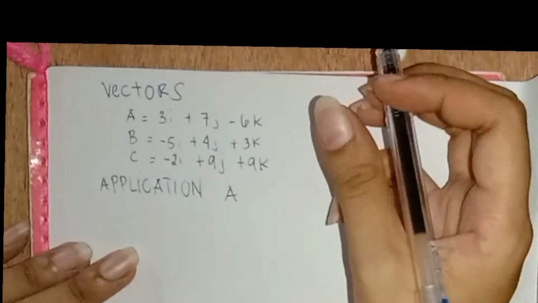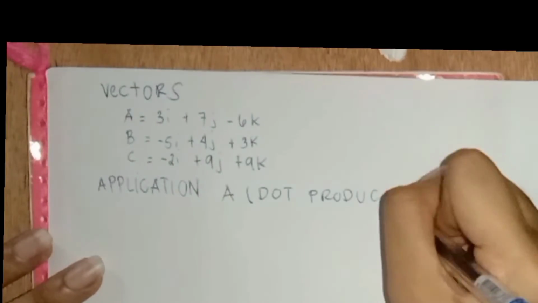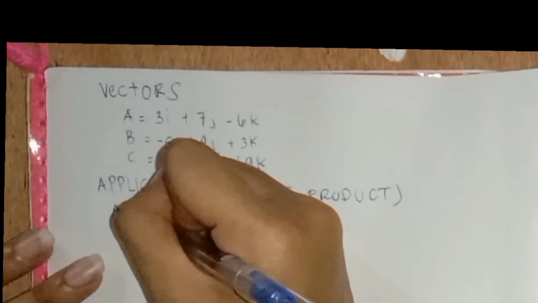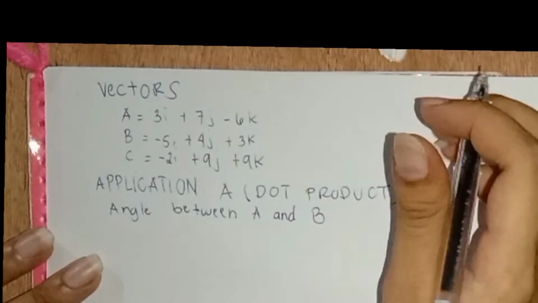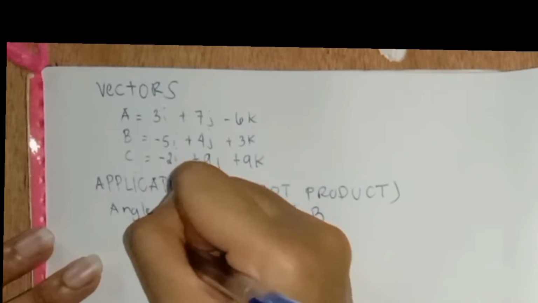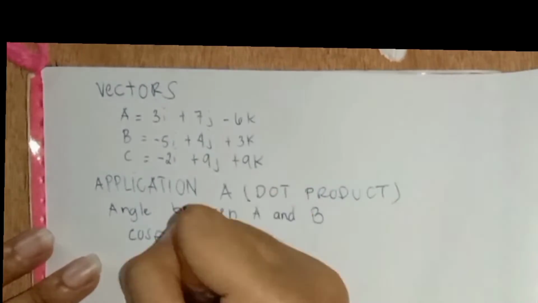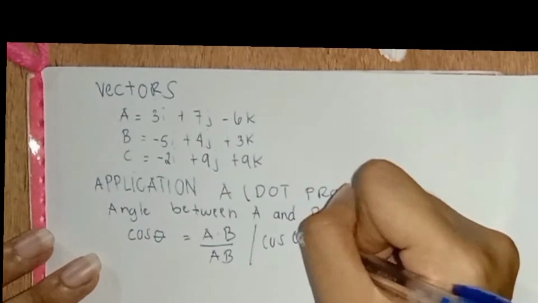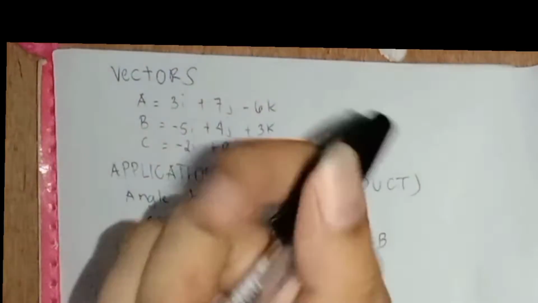So for the application part A of the dot product, we're going to compute the angle between the two vectors. For number 1, we're going to compute the angle between vectors A and B. We're going to use the formula cosine theta is equal to the dot product of A and B over the magnitudes of A and B.